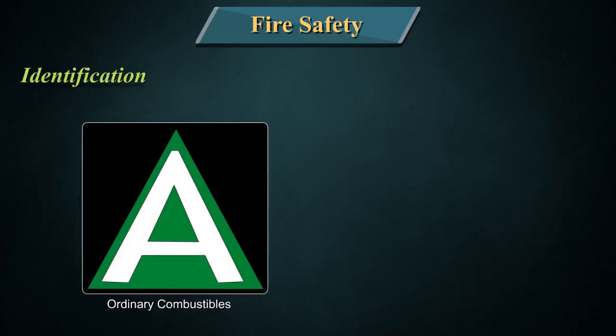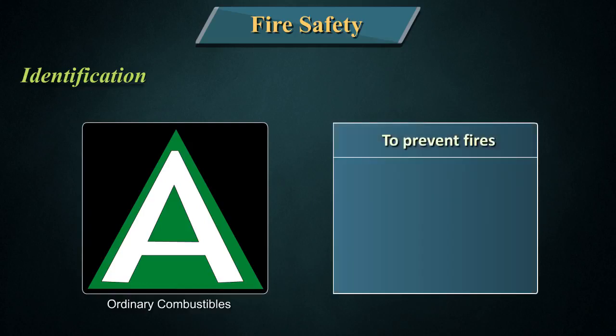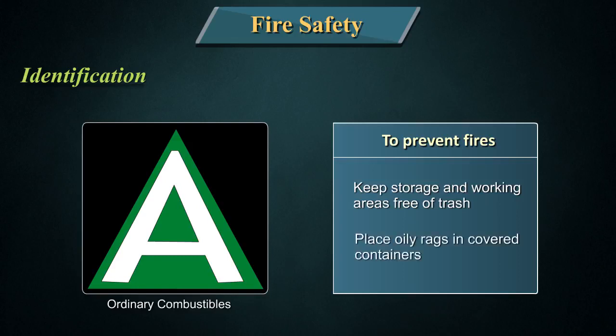Now, the symbol A, which is ordinary combustibles. Description. Extinguishers for Class A fires are identified by a triangle containing the letter A. If colored, the triangle is green. To prevent fires, keep storage and working areas free of trash. Place oily rags in covered containers.